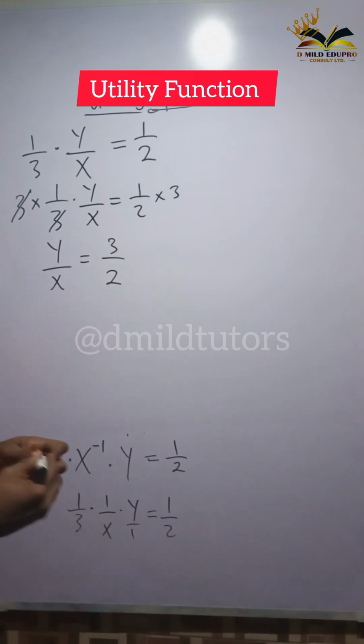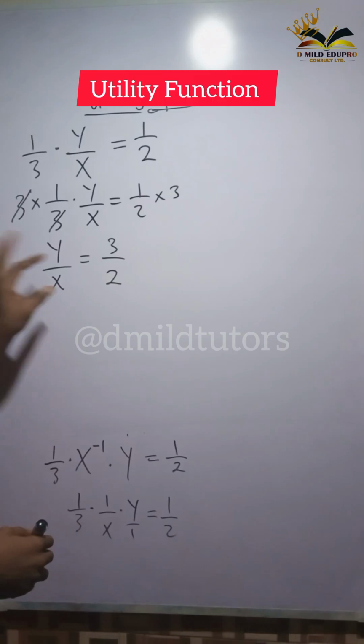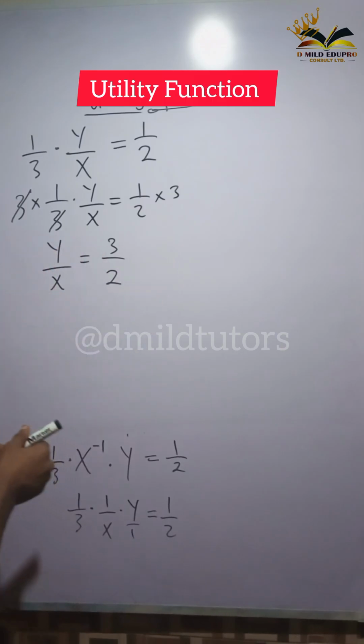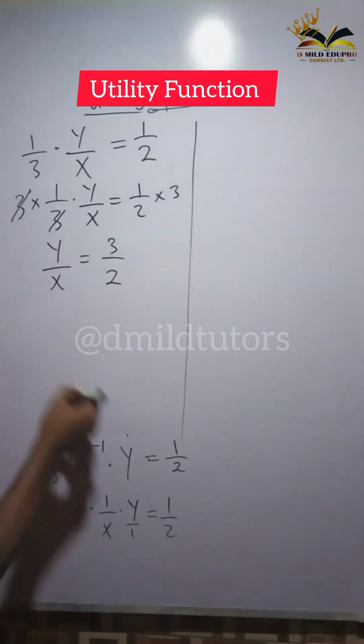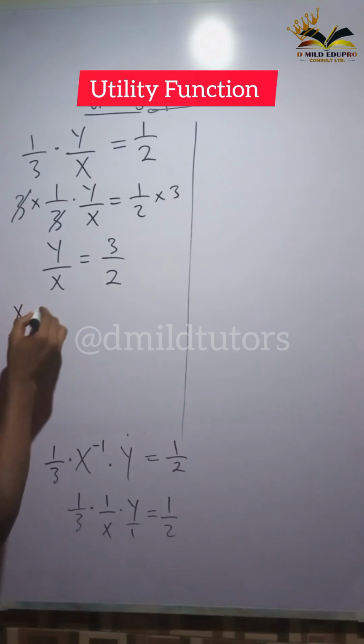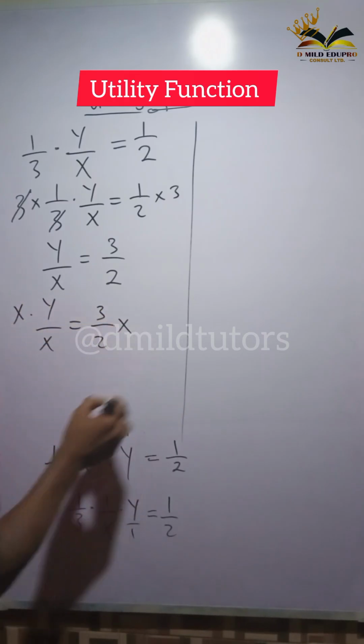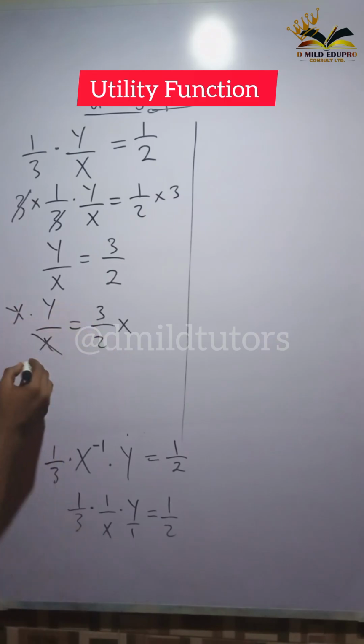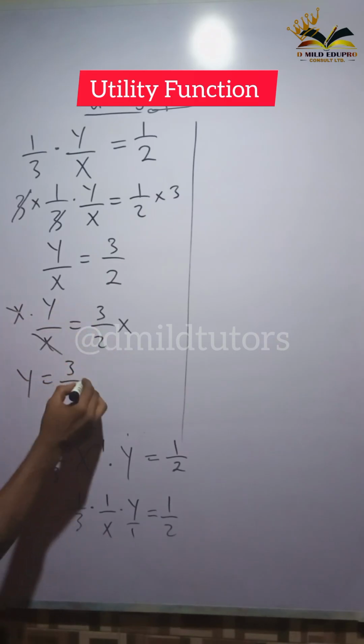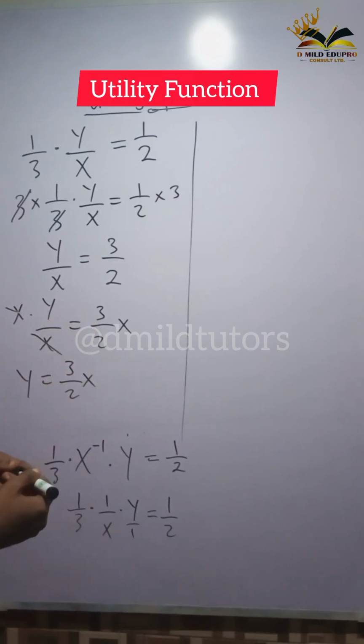All right. Now that that is done, we need to make y the subject by multiplying both sides again with x. So we are going to have x times y over x equals 3 over 2 times x. So this x cancels. Therefore, our y will be equal to 3 over 2 x.